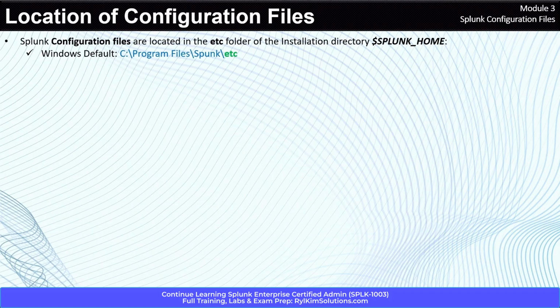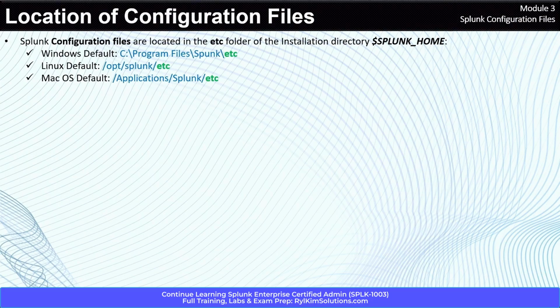Now, if you want to access configuration files, then you just have to go into the etc folder. On Linux, it's /opt/splunk, as we've already seen before. You go into etc to find your configuration files. And on Mac, it's /Applications/Splunk. And then you go into etc to find your configuration files.